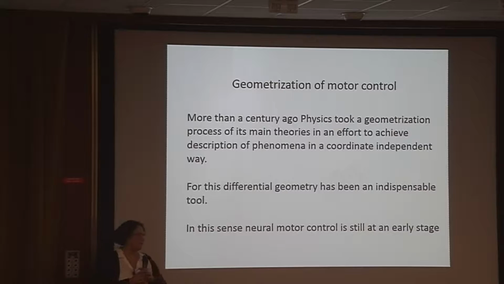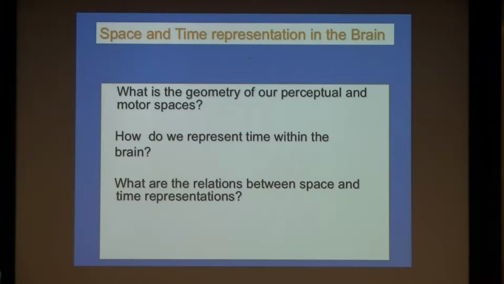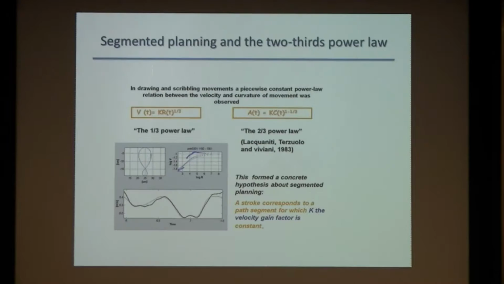And we would like to ask what kind of geometry the brain is using in perception and action, how we represent time, because time is connected to space very strongly. So how to represent time in the brain, maybe again using geometrical approaches, and what is the relation between space and time.